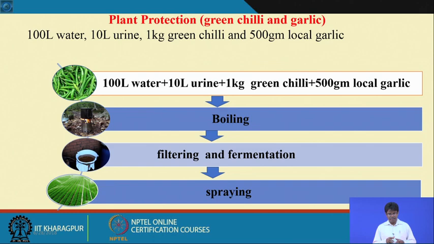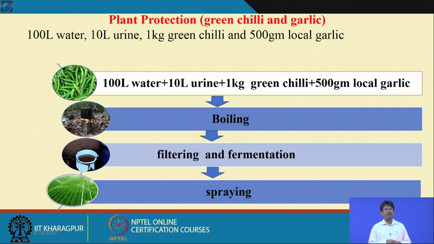By using 100 liters of water with 10 liters of urine, 1 kg green chili, and 500 grams of garlic powder, it can be kept for boiling. After boiling, filter the solution and keep it for fermentation for 1 week. After that, we can go for spraying directly on the crop field.